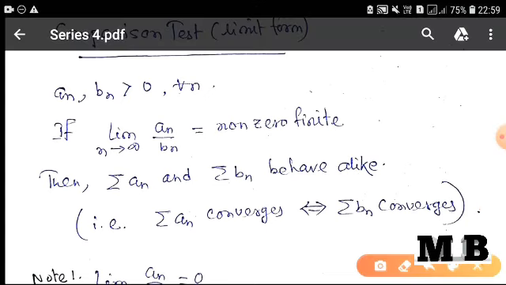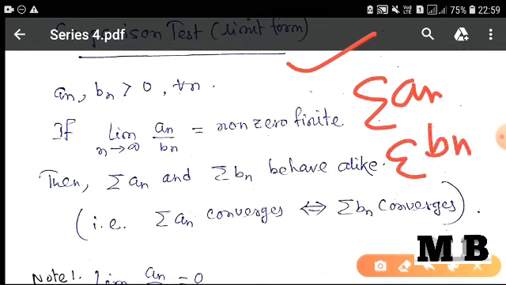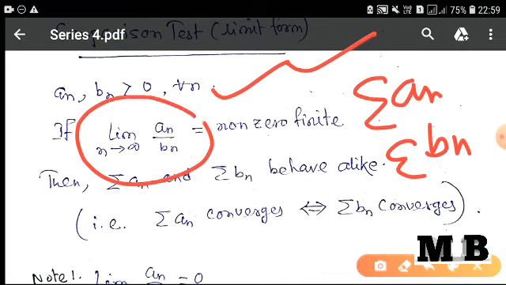Now we have the comparison test in limit form. Same thing: you have an and bn, 2 series of positive terms for all n, and you have to find this limit, that is, limit of an by bn. If it is non-zero finite, then these 2 series will behave alike. That means if summation an is convergent, bn will also converge. If summation an is divergent, that implies summation bn will also diverge.